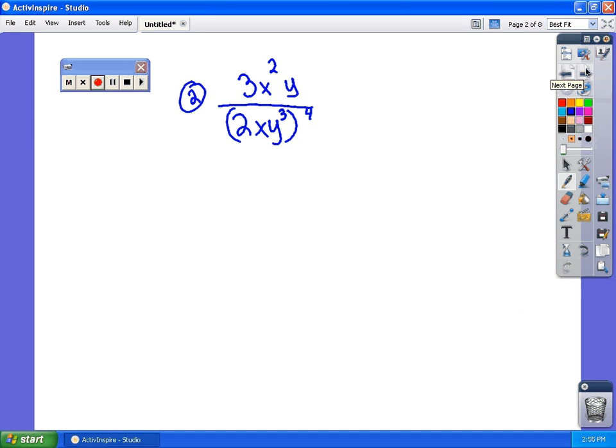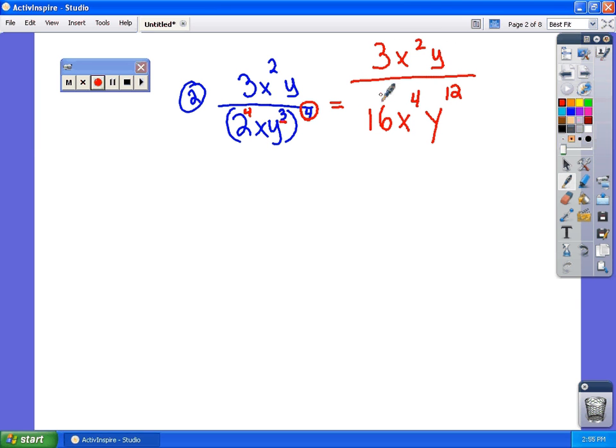All right, here's a division problem of two monomials, but before we start, we have to make sure we distribute. Everything gets that 4. So 2 to the fourth I can actually solve. 2 times 2 times 2 times 2 is 16. X goes to the fourth power, and then remember, you have a power to another power, so you have to multiply, and that's how you get y to the 12th, and that is all over 3x squared y.